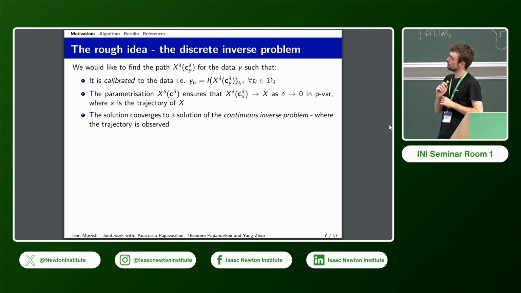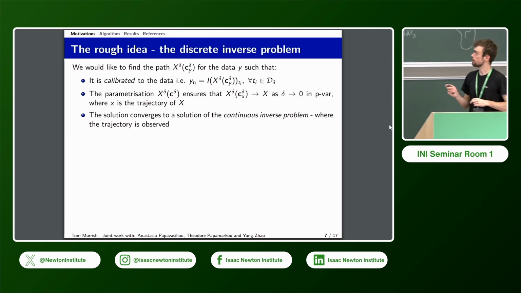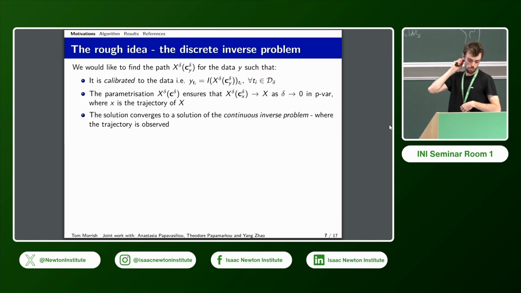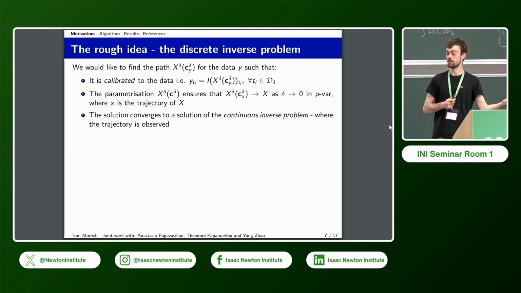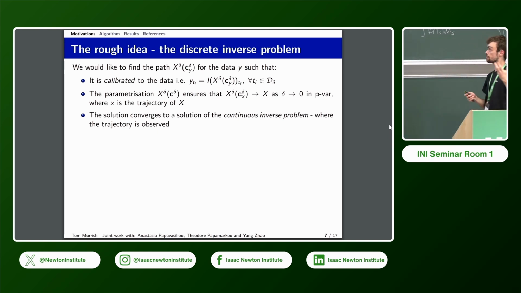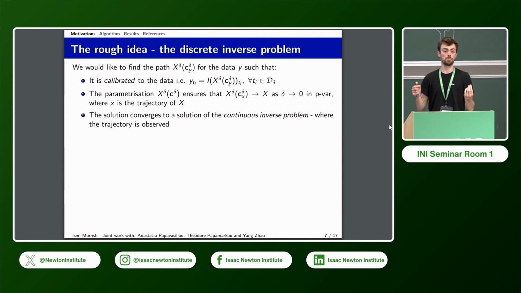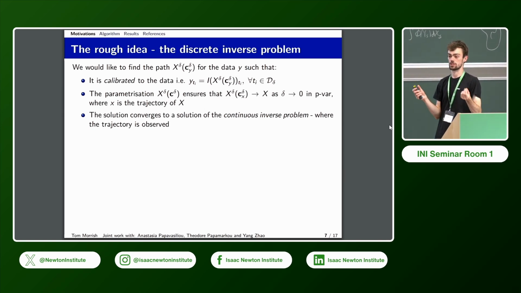Yes, so the rough idea, that's my idea of a pun. What are we going to do? We would like to find a path, x delta of c of y, which is the driving random noise in a sense, calibrated to the data, i.e. when you put it through the model that you want to put it through, say the flocking model or the Wright-Fisher, it joins up with your data points that you observe from your real-world system.